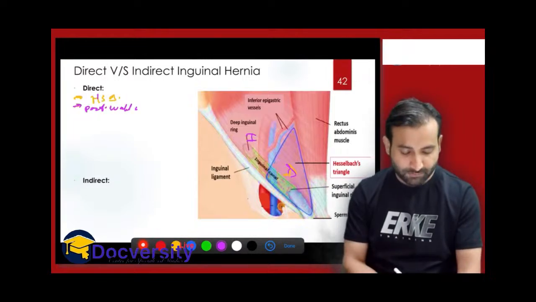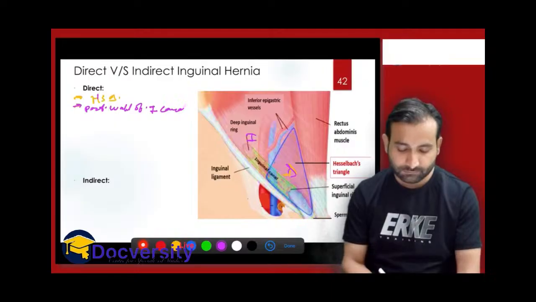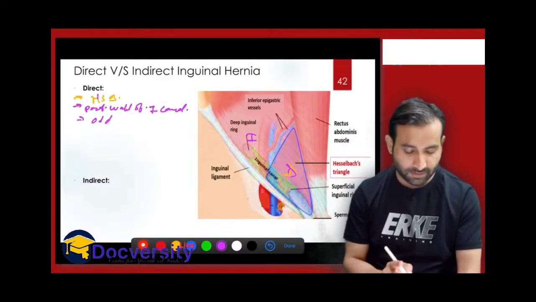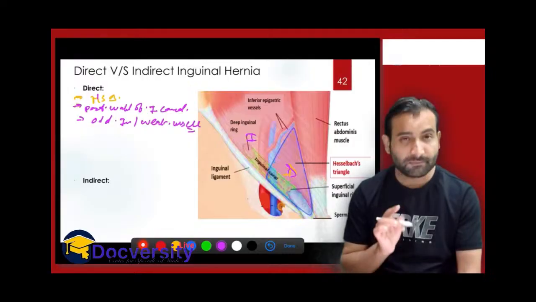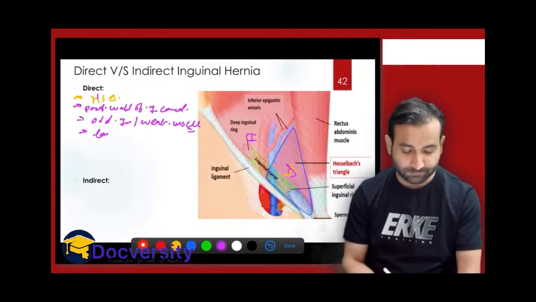And another point, it is coming from the posterior wall of the inguinal canal, right? The posterior wall of the inguinal canal. It comes in the older individual who has the weak musculature, weak muscle, right? We have the weak muscle.